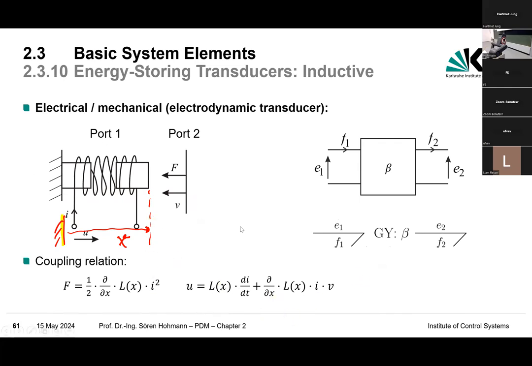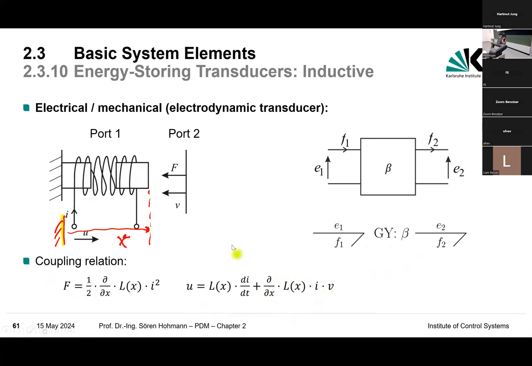These are very famous devices in some applications. Well, loudspeakers, yes, easy, but we use them as movement generators for small-scale movements, also in practice. And then you have to deal with this kind of coupling.